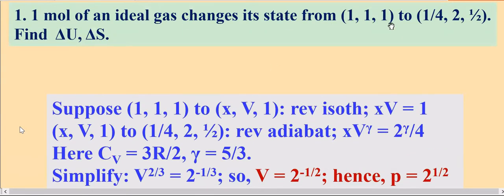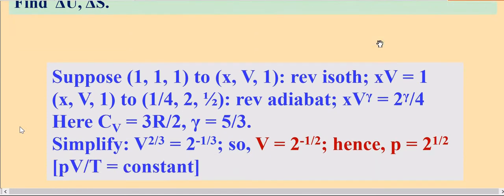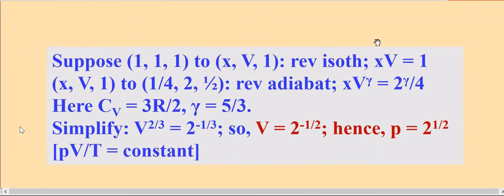this very tiny problem, but now you see the purpose of using the equivalent reversible path. You cannot calculate the changes by considering straight from this point to going over to this point straight. You cannot do anything. So what you do is you choose two reversible paths. One is isothermal, the other is adiabatic.